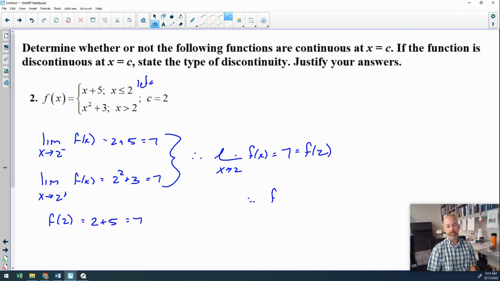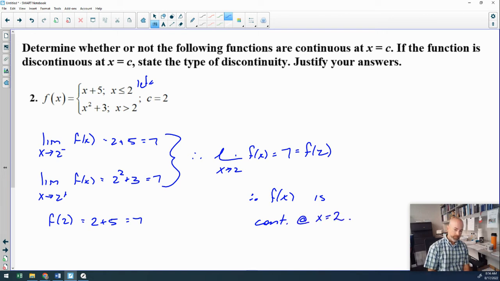Now I can say that that is also equal to f of 2. Therefore, f of x is indeed continuous at x equals 2. And I know the arithmetic that you use to solve the left-hand limit is the exact same as the arithmetic you use to solve f of 2, but you do have to write that down. If you do not write down f of 2 equals 7, then you have not proven continuity. So make sure you go through all three of these.